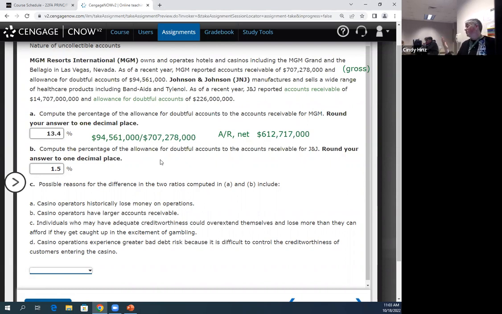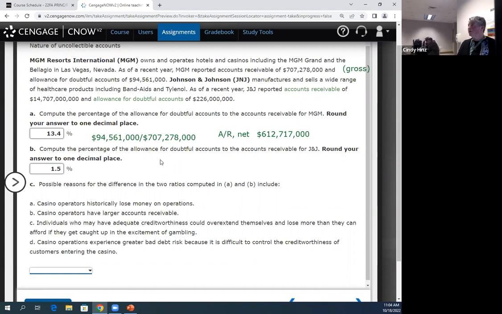So Johnson & Johnson, I'm just going to say, is almost certainly a much, much larger company than MGM Resorts International. And that explains why their gross receivables would be so much higher than MGM's. But as a percent, their allowance is much, much lower. It's only about a tenth. So question C, why is that different? Do we think A is true? Casino operators historically lose money on operations. Do we think casinos are losing money in the long run? No, of course not. If they were, there wouldn't be casinos.